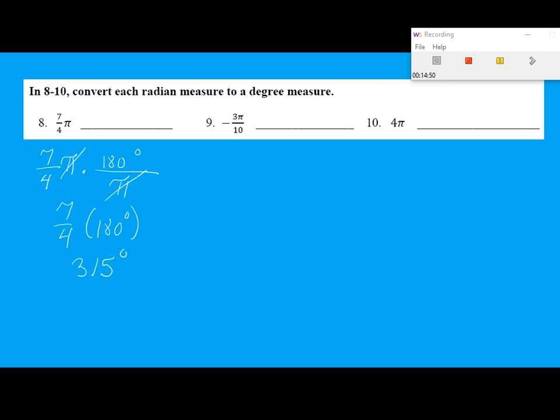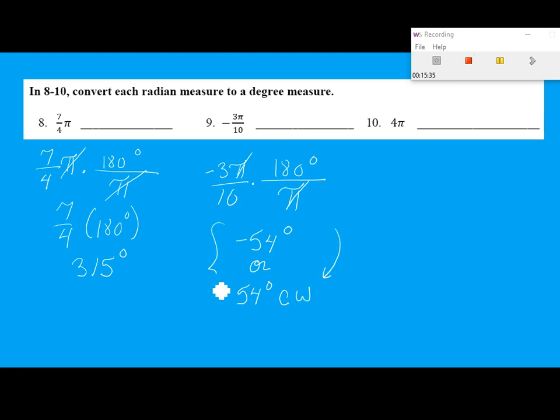After you do a few of these guys, you'll notice some little shortcuts you can start taking. For today, I'm going to show you everything in terms of conversions and units. Here's negative 3 pi tenths. I'm trying to convert this to degrees, so I'm going to say that there's 180 degrees in pi radians. Those cancel out. We'll run that through our calculator, and I get negative 54 degrees. Remember, the negative just means you're going clockwise. So another way to say this would be 54 degrees clockwise. Both of these are correct.